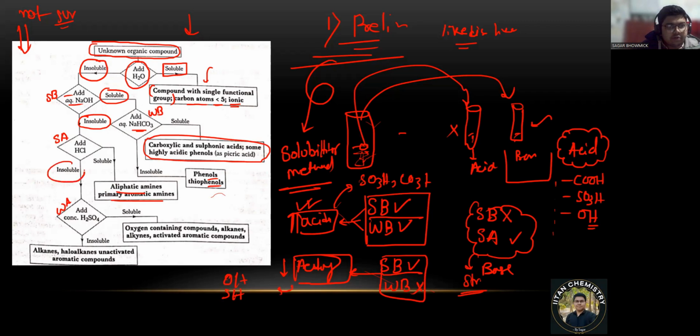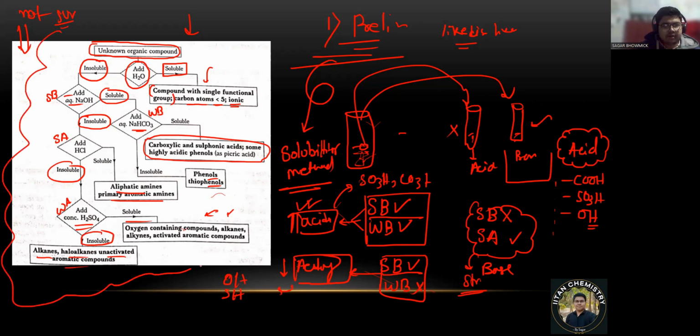Now, if it is insoluble, then you have to add H2SO4, and if it is soluble, then there are weak basic systems like oxygen containing compounds, alkane, alkene, alkyne, etc. And if overall it is insoluble, then it should be alkanes, haloalkane, unreactivated aromatic compound, etc. So this chart is very, very important for any practical understanding. This chart of solubility test is very important because it will help you to predict what type of compound should be there.